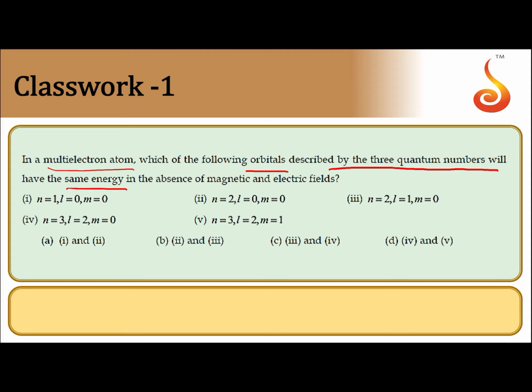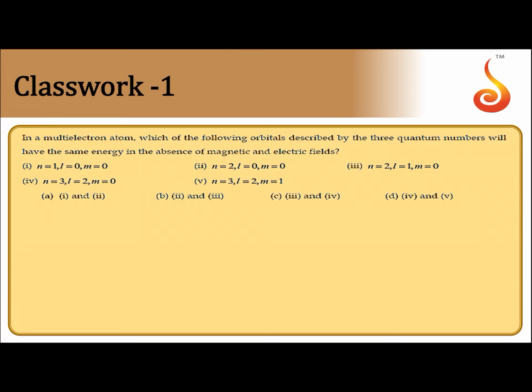quantum numbers will have the same energy in the absence of magnetic as well as electric fields? Which of the following orbitals have the same energies? Energies can be found by the values of n and L. If the n plus L value is the same, then we can say the energy of the orbitals is the same. Let us take the options one by one.